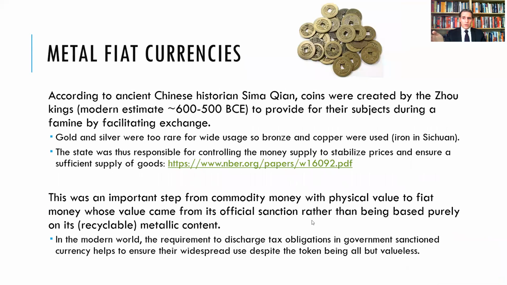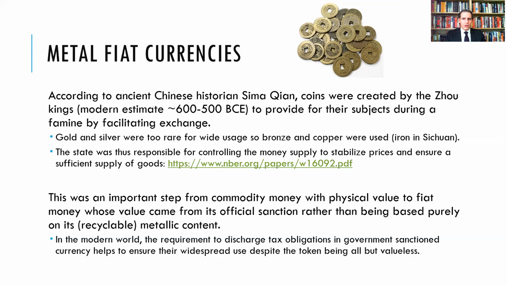Now, of course, we can use metal to create fiat currencies. And in fact, the ancient Chinese historian Sima Qian, writing during the Han Dynasty, suggested that metal cash coins, so popular and famous for anyone who's ever visited Asia, were created by the Zhou kings during the Eastern Zhou period. A modern estimate puts this between about 500 and 600 BCE, not long after the Lydians started to create standardized precious metal coins as well.